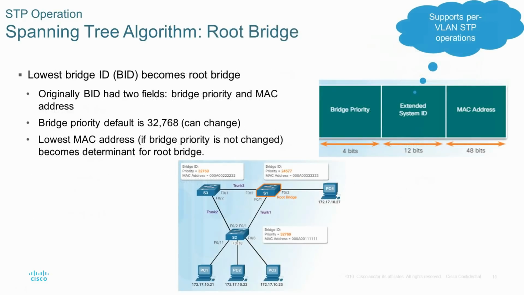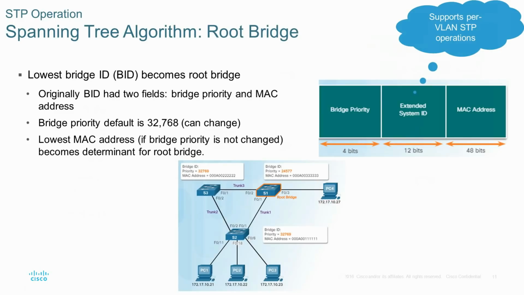Now we will see this example. As I told you, the bridge ID is basically your priority. The bridge ID contains three components: priority, extended system ID, and MAC address. First it will see how the root bridge is elected.